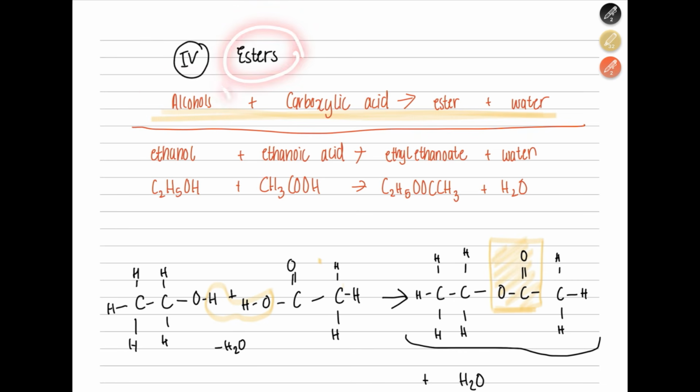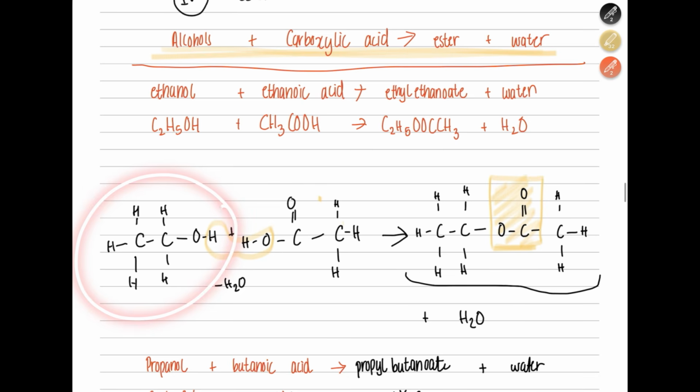An ester is formed when an alcohol and carboxylic acid react together. You get ester plus water. Let's look at an example. You have ethanol plus ethanoic acid. You have ethanol and then you have ethanoic acid. You're going to remove the water molecule, 2H and 1O. Make sure that you're removing the oxygen from the acid, not the alcohol. That's a good way to write it.